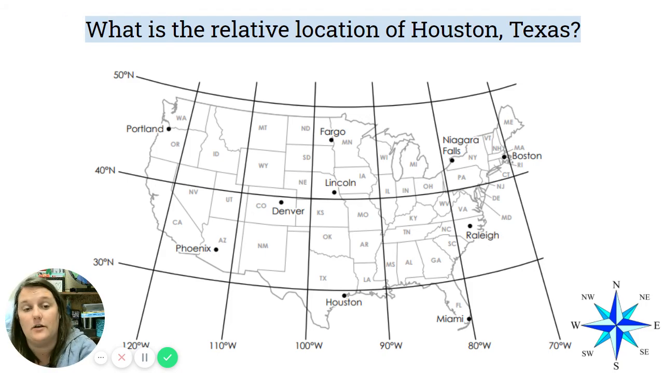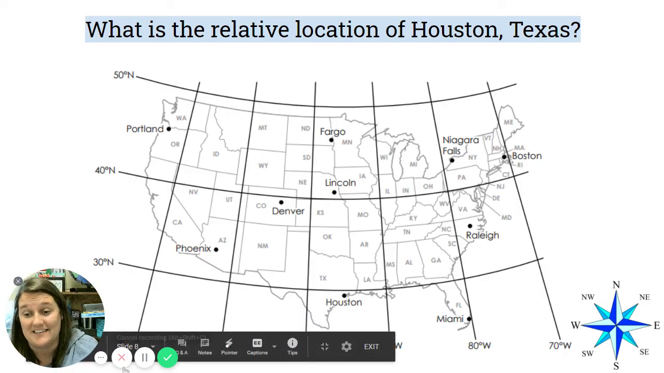All right, what about the relative location of Houston, Texas? How can we describe where Houston is based on the things around it? So if you said it's in the south part of Texas, just west of Louisiana, that would be a great description. Or if you said it's south of Oklahoma, awesome, okay? And that is the difference between absolute and relative location.